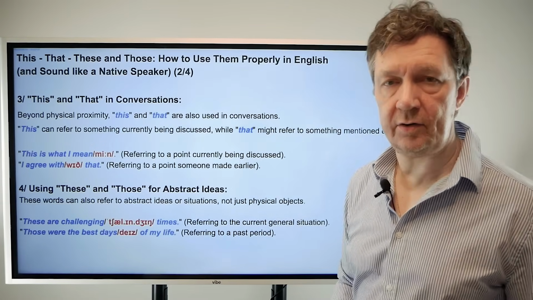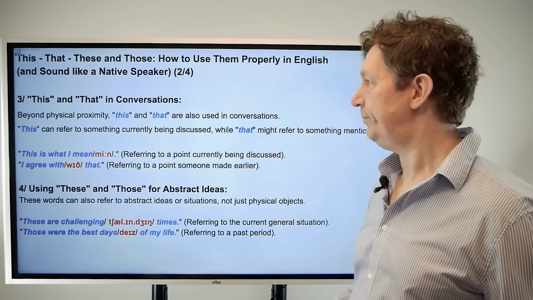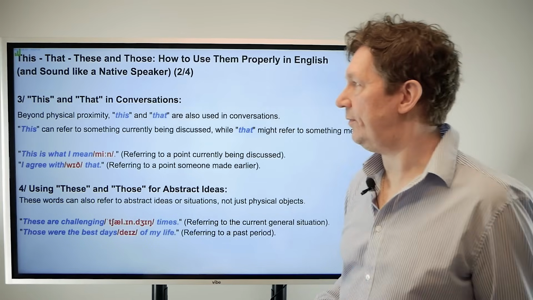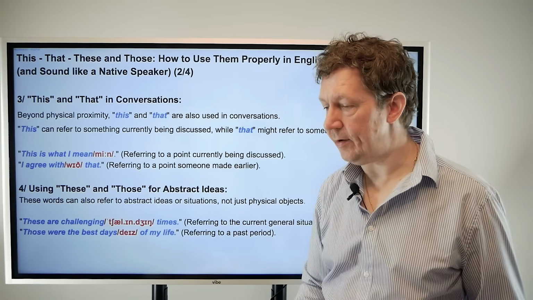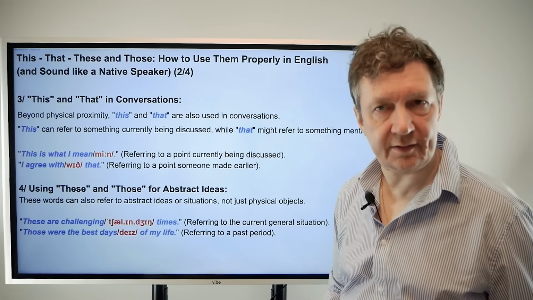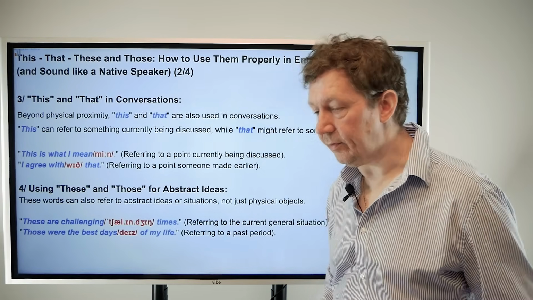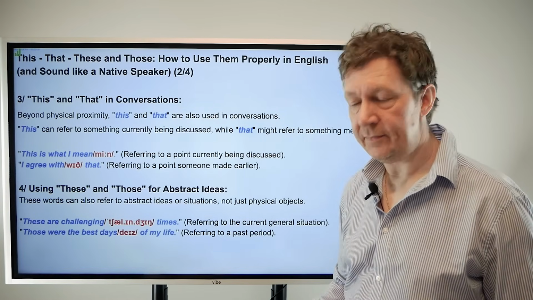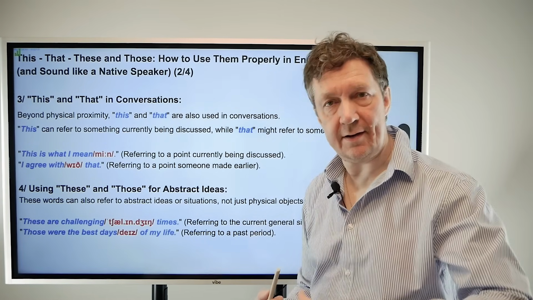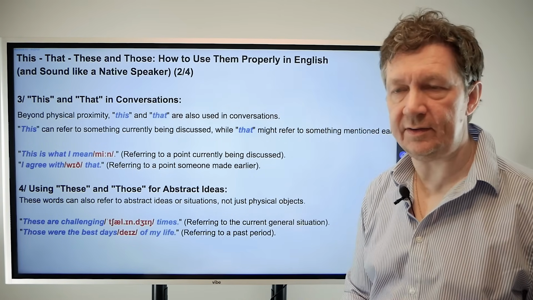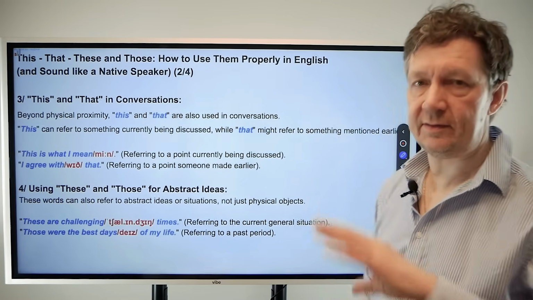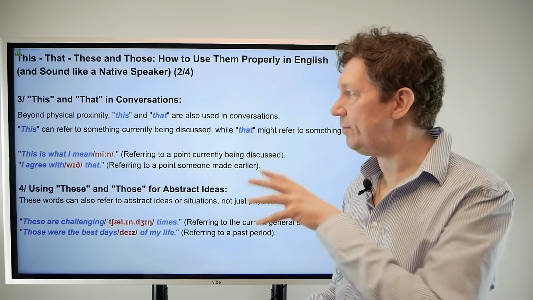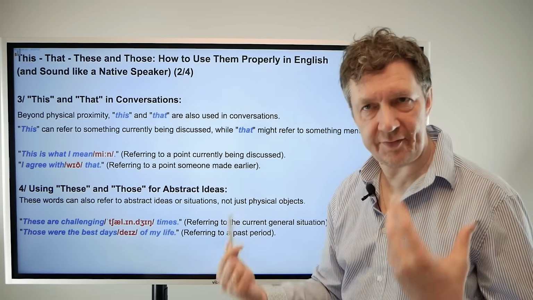This and that can also be used in conversation. So if you're saying something about beyond the physical proximity of something, you can use it to talk about a point currently being discussed. So for example, this is what I mean, or I agree with that. Okay, so you can use these words in order to make your point, which is very important. And people do this quite a lot. In fact, it's probably one of the most popular words you will use for this.